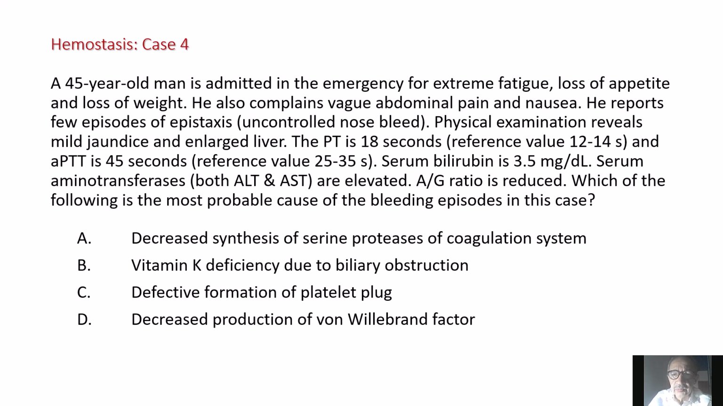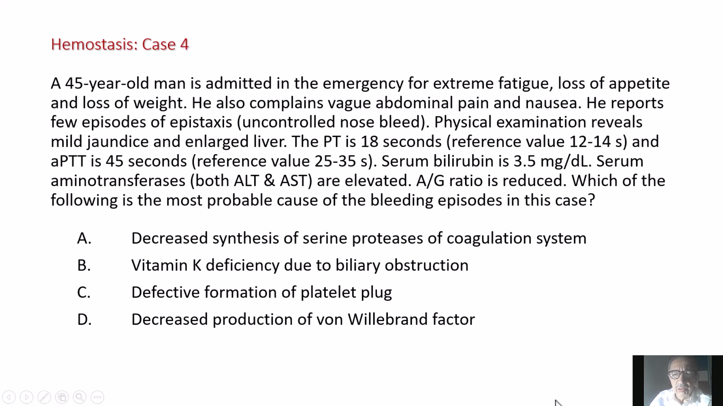This looks like a problem with the liver. Liver enzymes are elevated, AG ratio is reduced, bilirubin is elevated. Both PT and APTT are prolonged. There's mild jaundice, enlarged liver, and bleeding tendencies, and some vague symptoms of hepatic failure: fatigue, loss of weight, abdominal pain, nausea. So it looks like a problem in the liver.